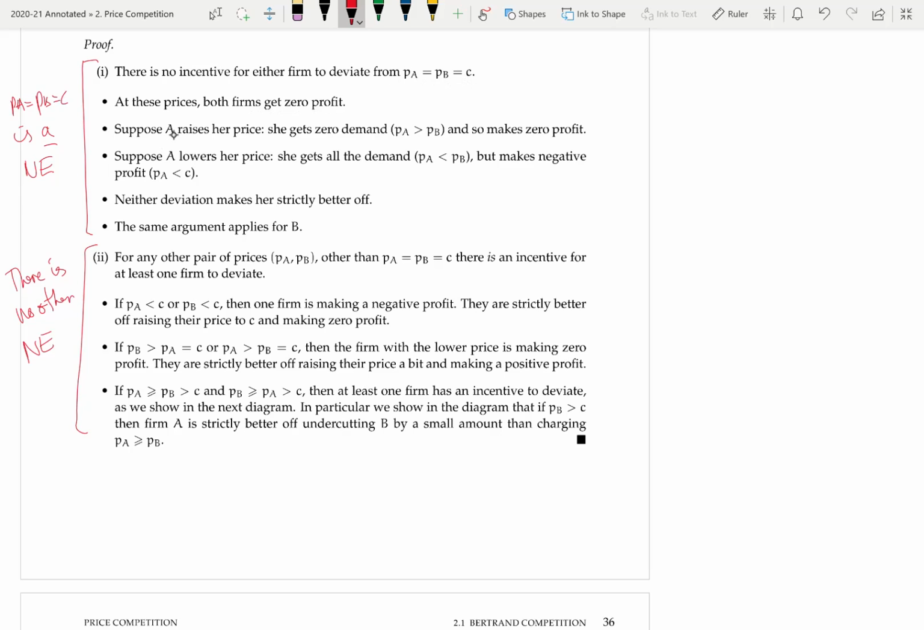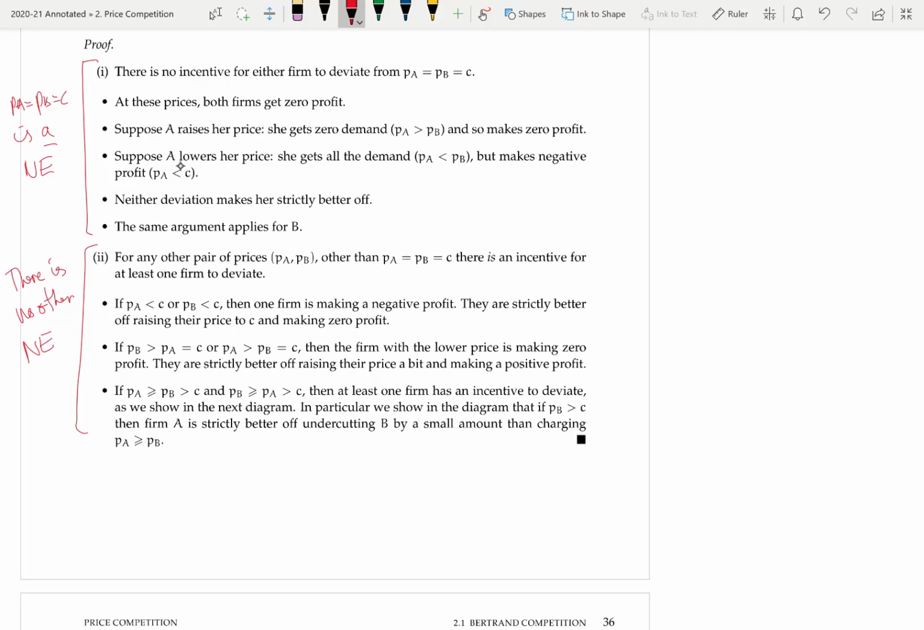Now let's think about a unilateral deviation. So let's think about, say, firm A raising their price. Then they're going to get no demand because they'll be the higher priced firm, and so they'll make 0 profit. So this is not a strictly profitable unilateral deviation. It gives exactly the same profit as pricing at marginal cost.